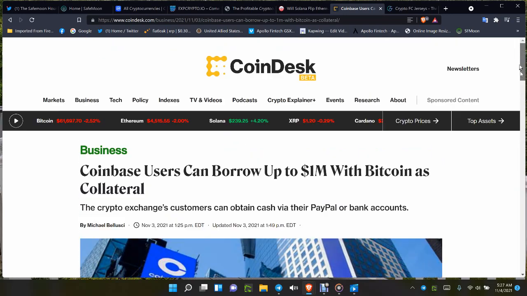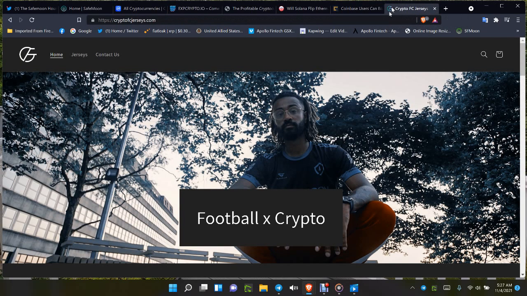You may want to take advantage of that, but if you're locking it up and then the Bitcoin zooms, you may be kicking yourself for doing it.